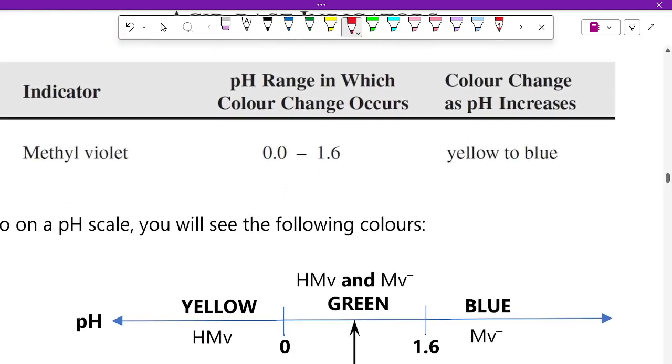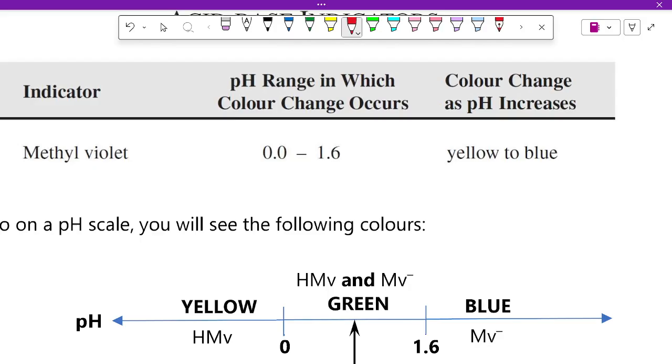So what color is it below pH 0? It's yellow. Above pH 1.6 it is blue, and in between those two it is green. Do not worry about what if it's exactly at 0. I'm not going to give you exactly pH 0. I'm going to give you pH negative 0.1, or pH 0.1. And don't worry about the shade of green in the middle.